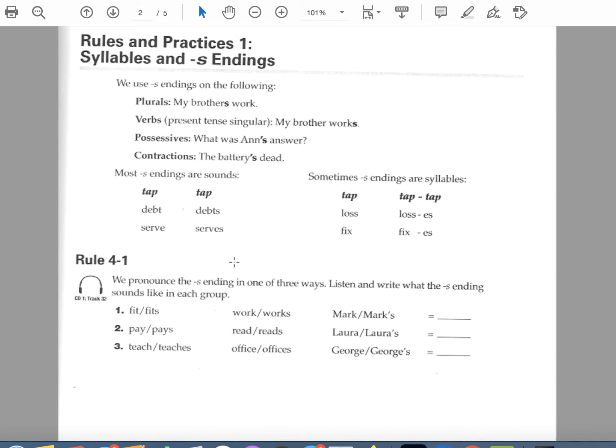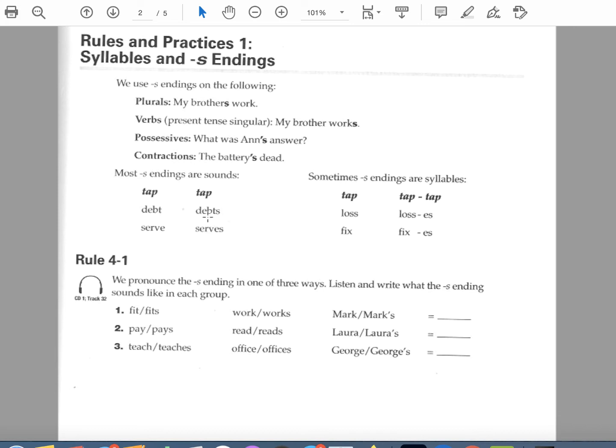Most S endings are sounds. Debt, debts. Serve, serves. Okay? But sometimes S endings are syllables unto themselves, okay? That it takes an entire syllable on its own. So let's look at the word loss, losses. See how I added one more syllable to that? And how about fix, fixes.